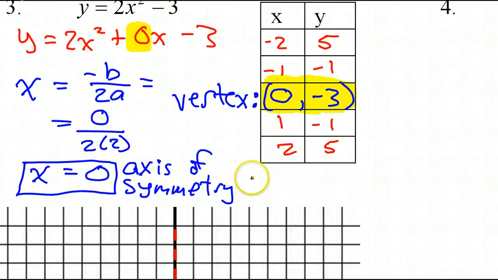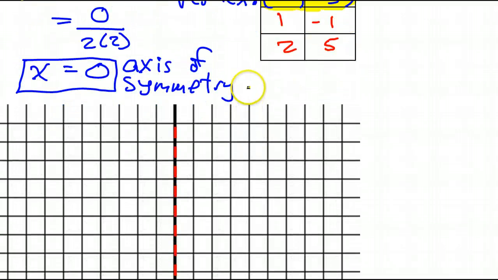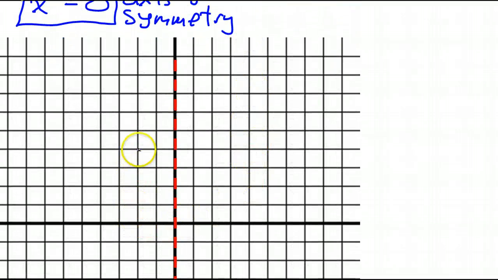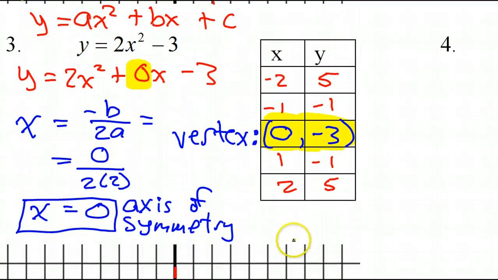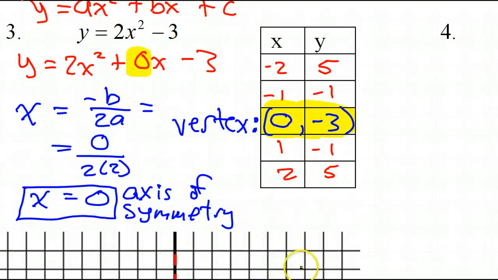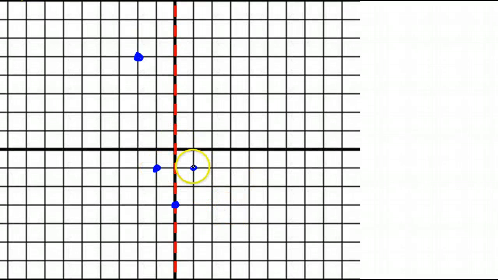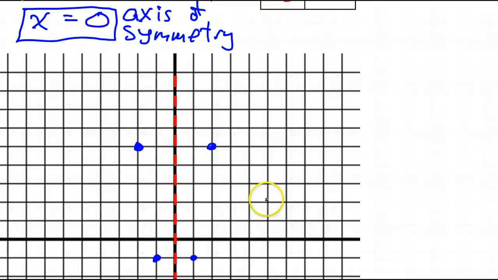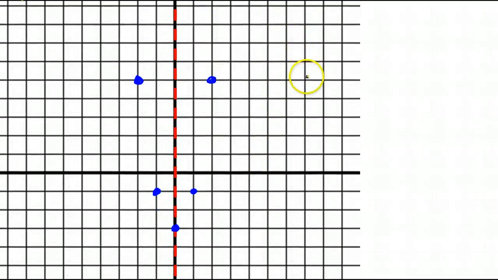Okay, let's graph it up. So we've got -2, 5. And then we've got -1, -1. And then we've got 0, -3. Okay, now just from the symmetry, if I have a point here to the left, I'll have a point here to the right. If I have a point 2 to the left, I'm going to have a point 2 to the right, unless I made a mistake. But let's check. This is the point 2, 5, and there it is, 2, 5. All right, let's sketch our little graph as best we can.